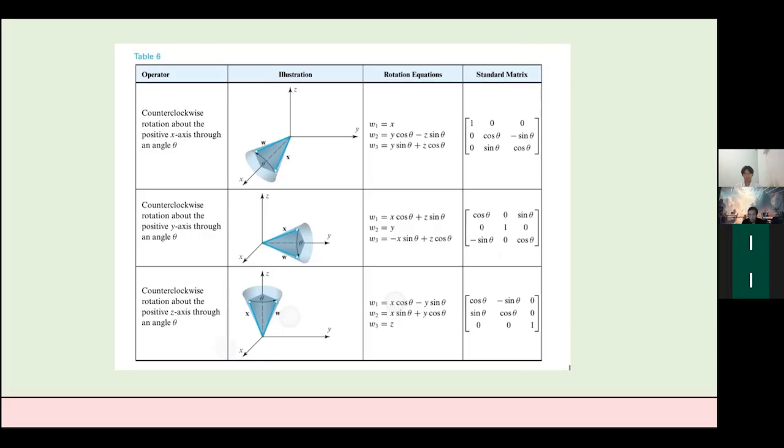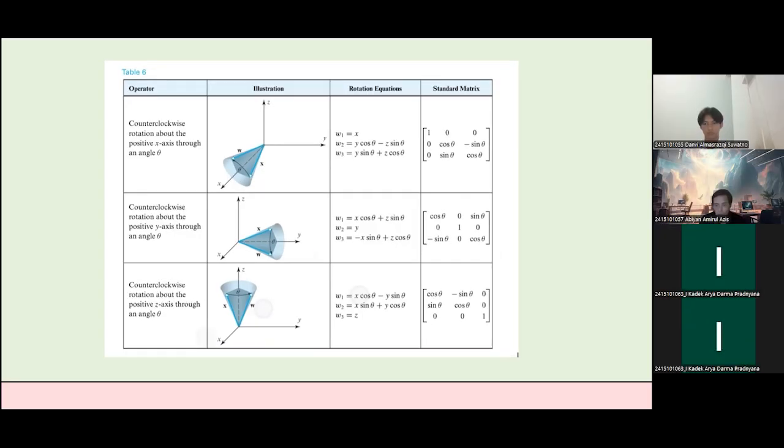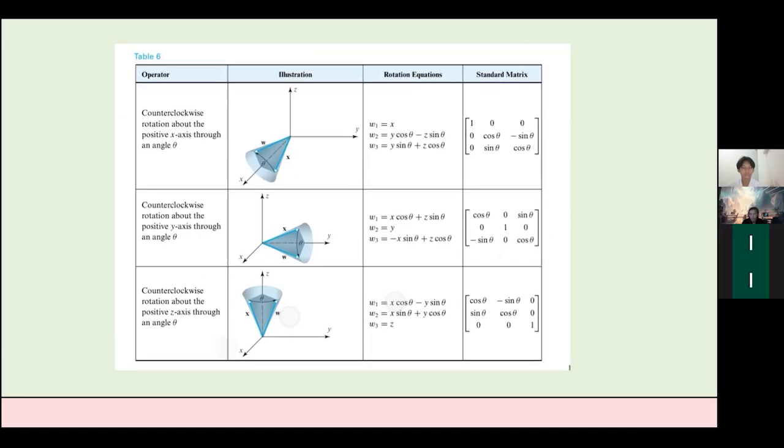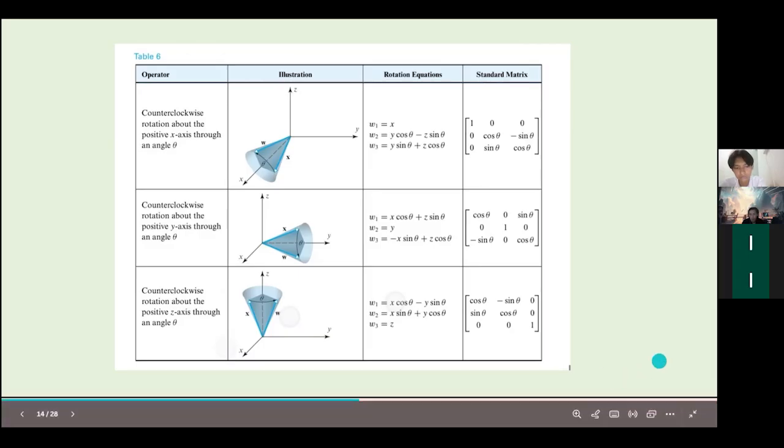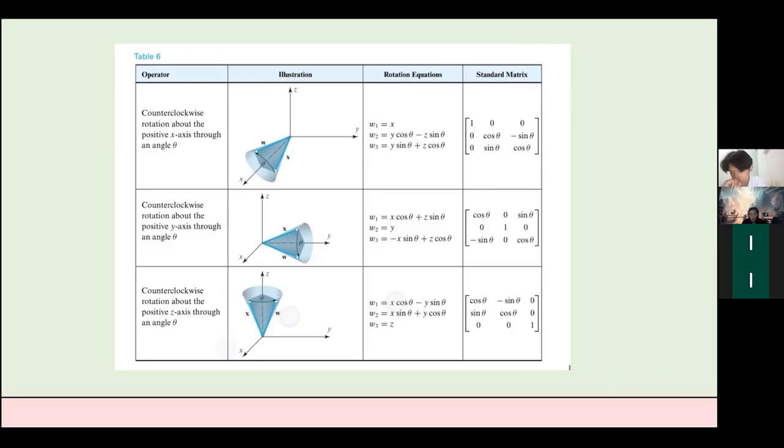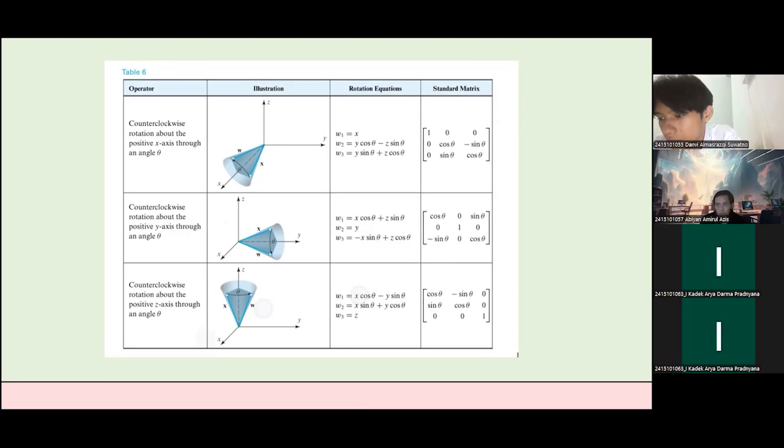Third operator is counterclockwise rotation about the positive z-axis through an angle theta. So the bangun ruangnya dirotasikan terhadap sumbu z. In this rotation, we got the rotation equation W1 equals x cos theta minus y sin theta. W2 is x sin theta plus y cos theta. W3 equals z. The standard matrix form in this z-axis is cos theta minus sin theta 0, sin theta cos theta 0, 0 0 1. Here's the standard matrix of these three operations.